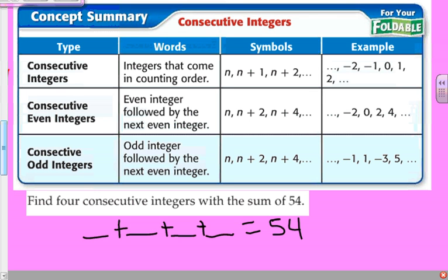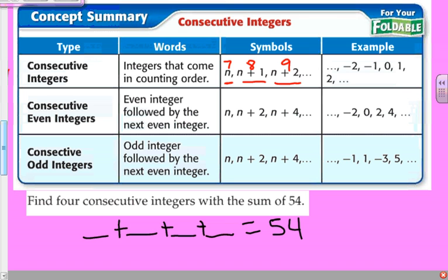Above here is a chart. This is in your textbook too. But it gives you symbols to use when you're trying to find consecutive integers. The first one, since we don't know what it would be, we give it the name n. It's an unknown number. The next number would be n plus 1. So if our first number is 7, our next number would be 8, which would be 7 plus 1 is 8. Then the next integer would be n plus 2. So 7 plus 2 would be 9, and so forth. That's what you use to represent your numbers for consecutive integers.